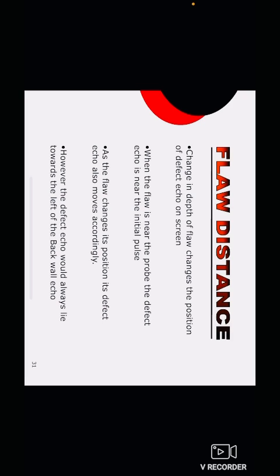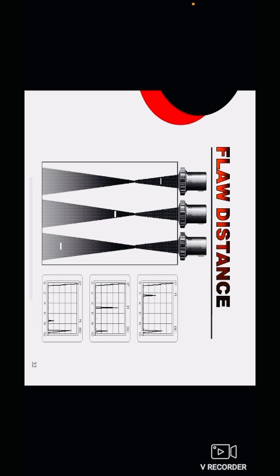A change in depth of the flaw changes the position of the defect echo on screen. When the flaw is near the probe, the defect echo is near the initial pulse. As the flaw changes its position, its defect echo also moves accordingly. However, the defect echo would always lie towards the left of the back wall echo. Wall distance example. On the monitor, this can be visible.